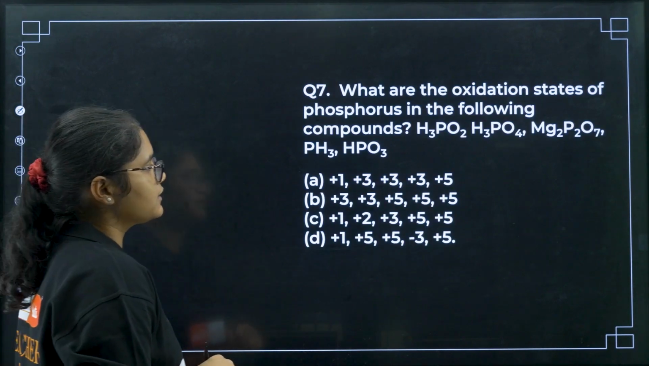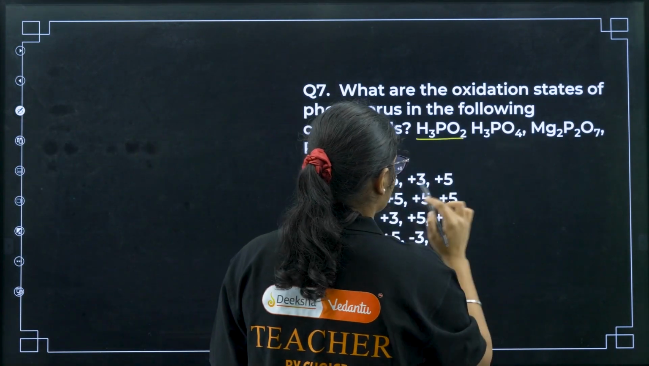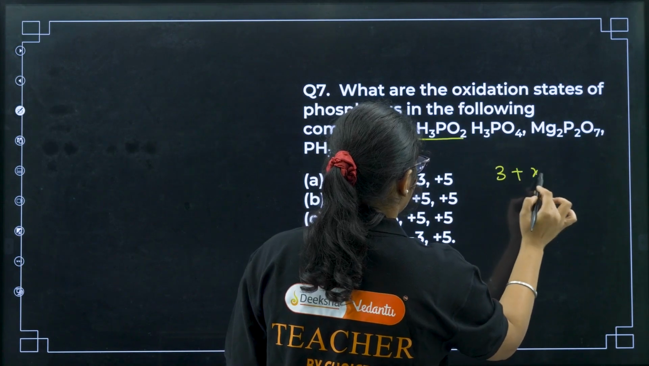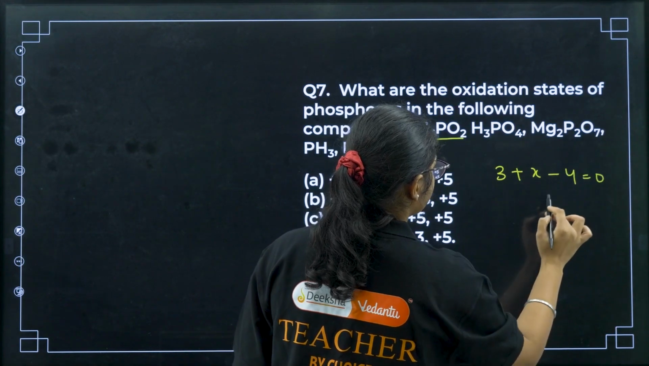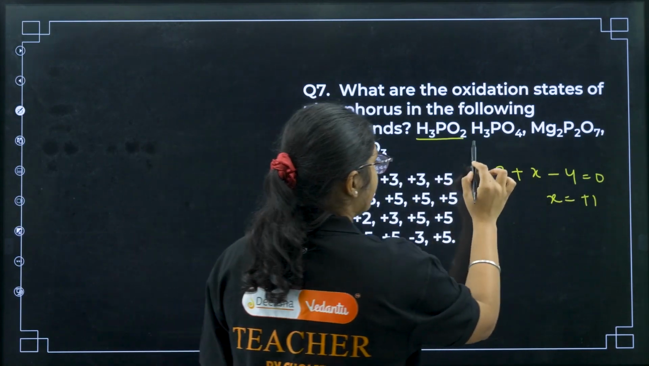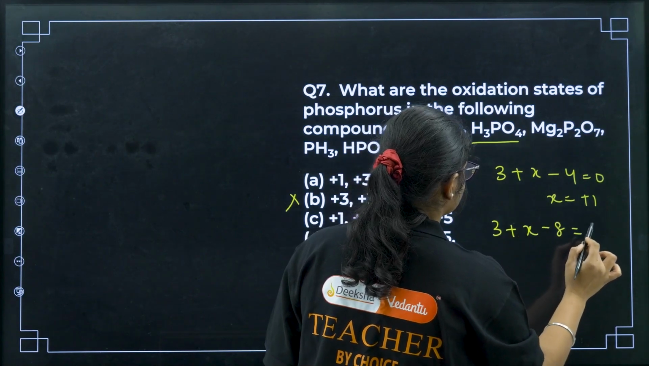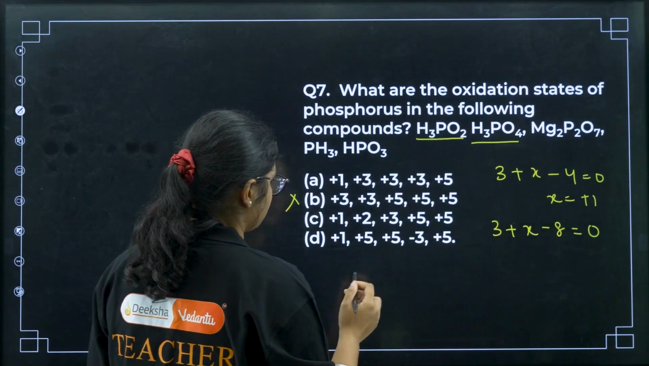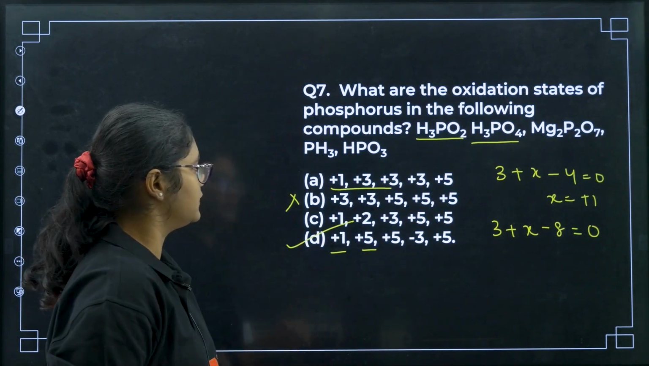Next, what are the oxidation numbers of phosphorus in H3PO2? Now if you see H3PO2, we have 3, then X for phosphorus and -4 here. So X will be equal to +1. So we can eliminate this option. Now H3PO4, again you have 3 plus x minus 8 is equal to 0. So that is +5. After +1, +5, we have only one option. So option number D here.